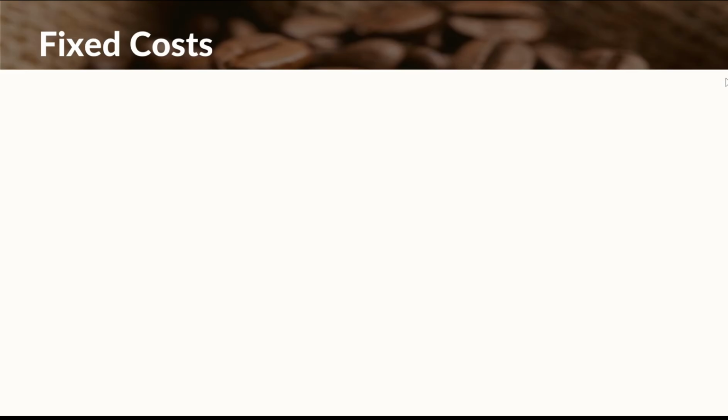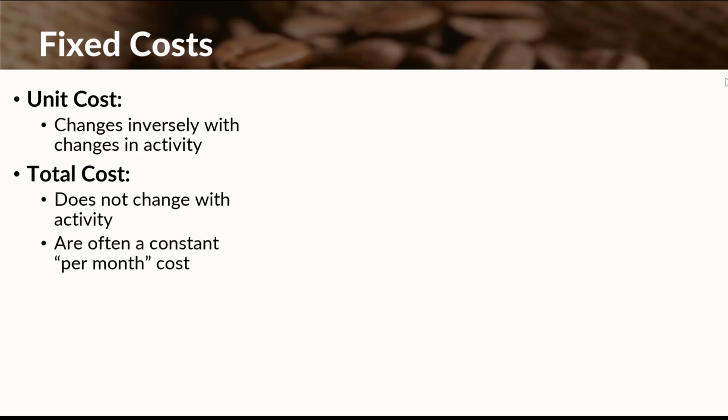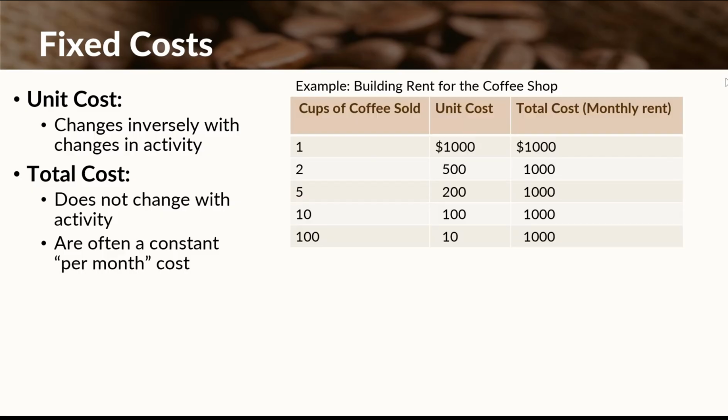Let's start with fixed costs. Fixed costs are costs a company incurs where the unit cost is inversely related to the activity, but the total cost does not change. Fixed costs are often per month costs. So an example would be rent for the building for our coffee shop. Our rent cost is $1,000 per month. Our total cost is constant. However, our unit cost, our cost per cup of coffee sold, because coffees sold is our activity, decreases as our activity level increases.